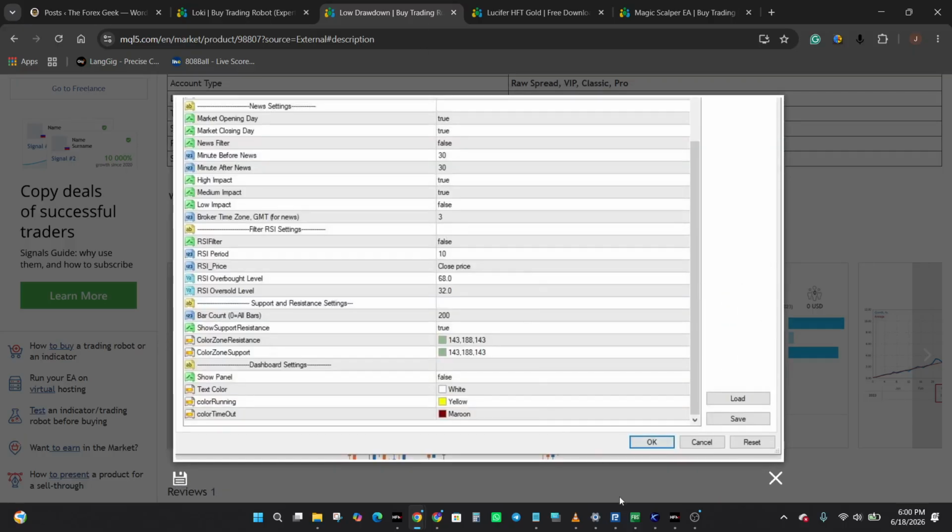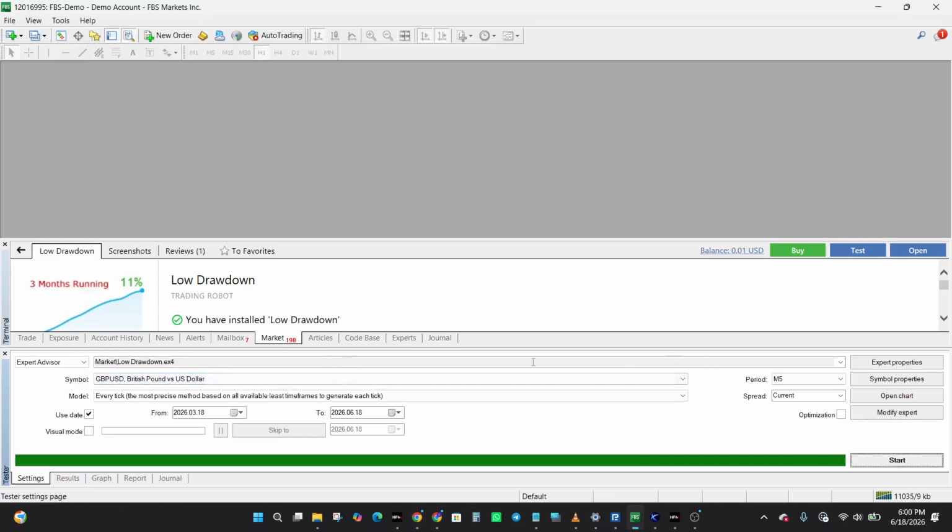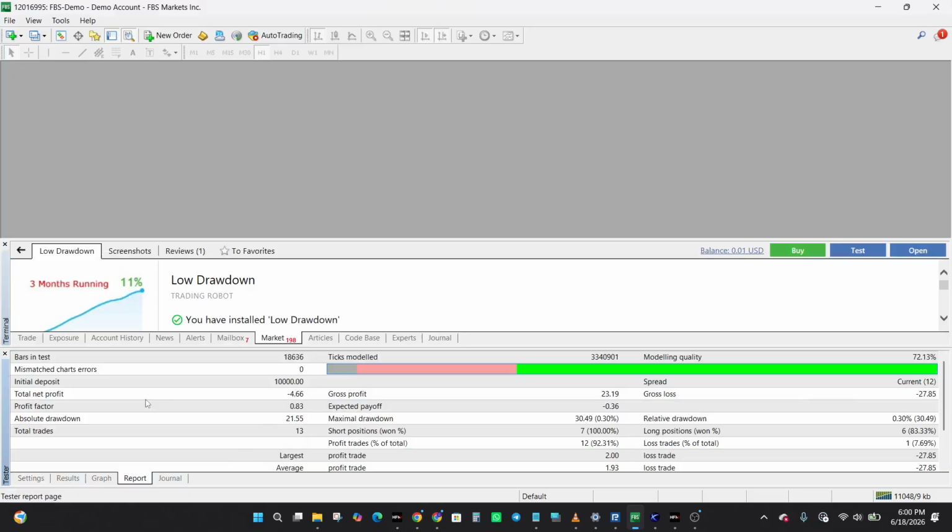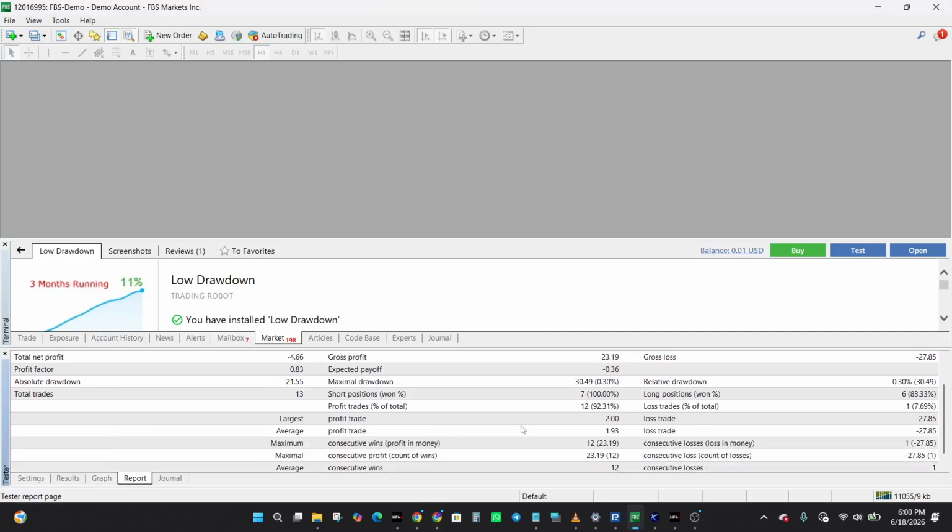So now let's head over to our strategy tester. Let's see how the Low Drawdown EA performed on GBPUSD on the M5 time frame as recommended over the past 3 months, March 18th, 2026 to June 18th, 2026, using the every tick model. Here I can see that the initial deposit is $10,000. Net profit is negative $4.66. 13 total trades, out of which 12 are profitable, giving a 92.31% win rate. Largest profit was $2, largest loss $27.85, average profit $1.93, average loss $27.85.